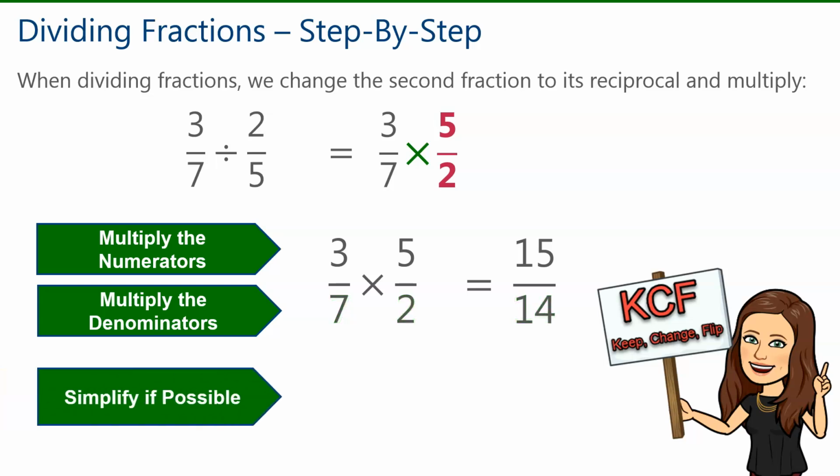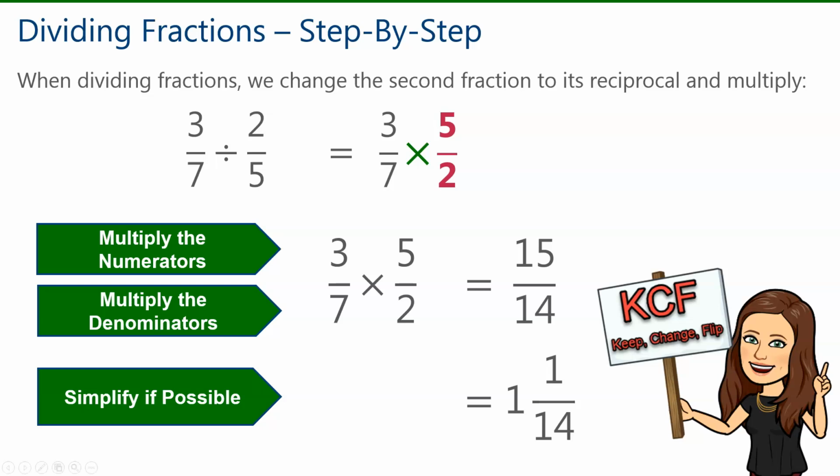And then, of course, we always simplify if possible. So when I look at 15 over 14, there is no common factor between 15 and 14. So I can't simplify it, but I can write it as a mixed number if I choose. So 15 over 14 can actually be written as 1 and 1 over 14.